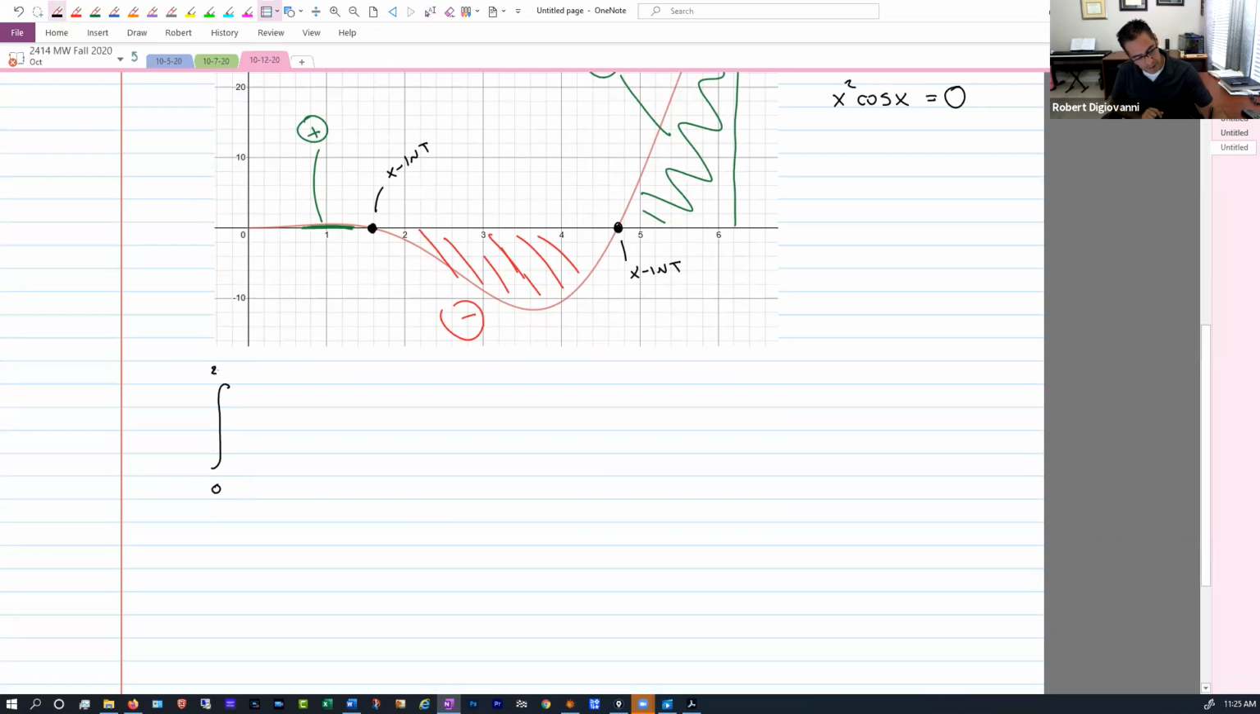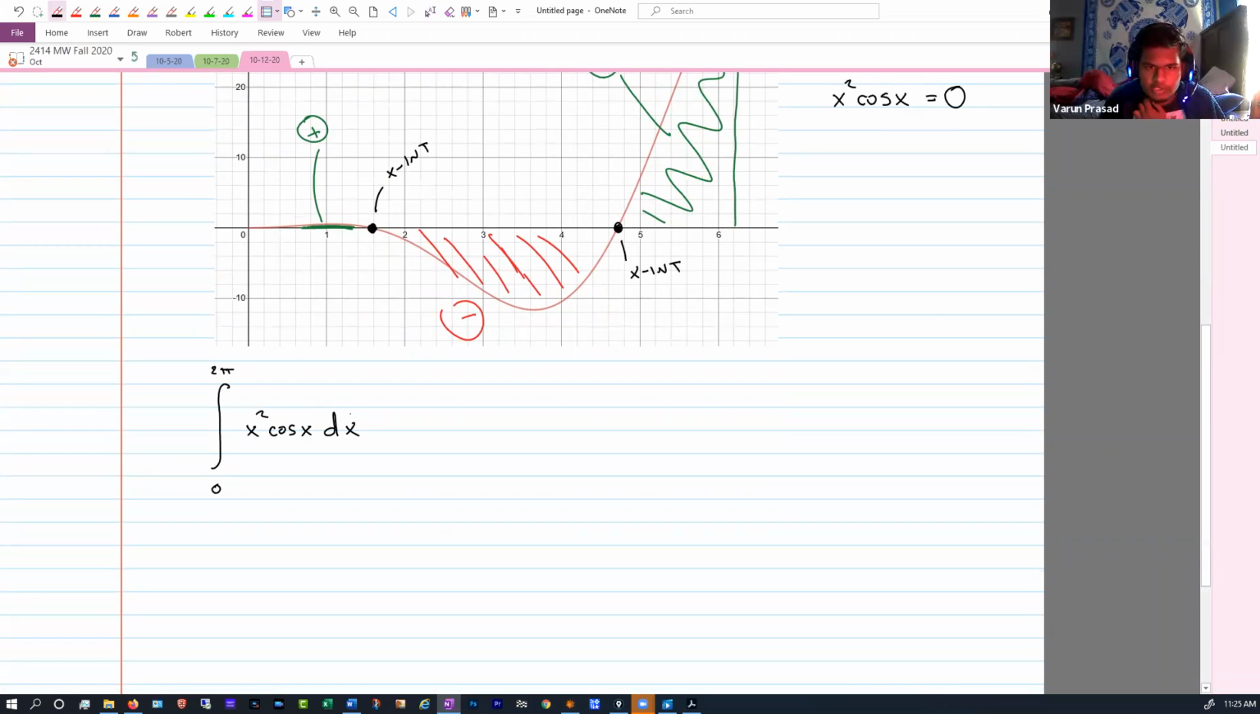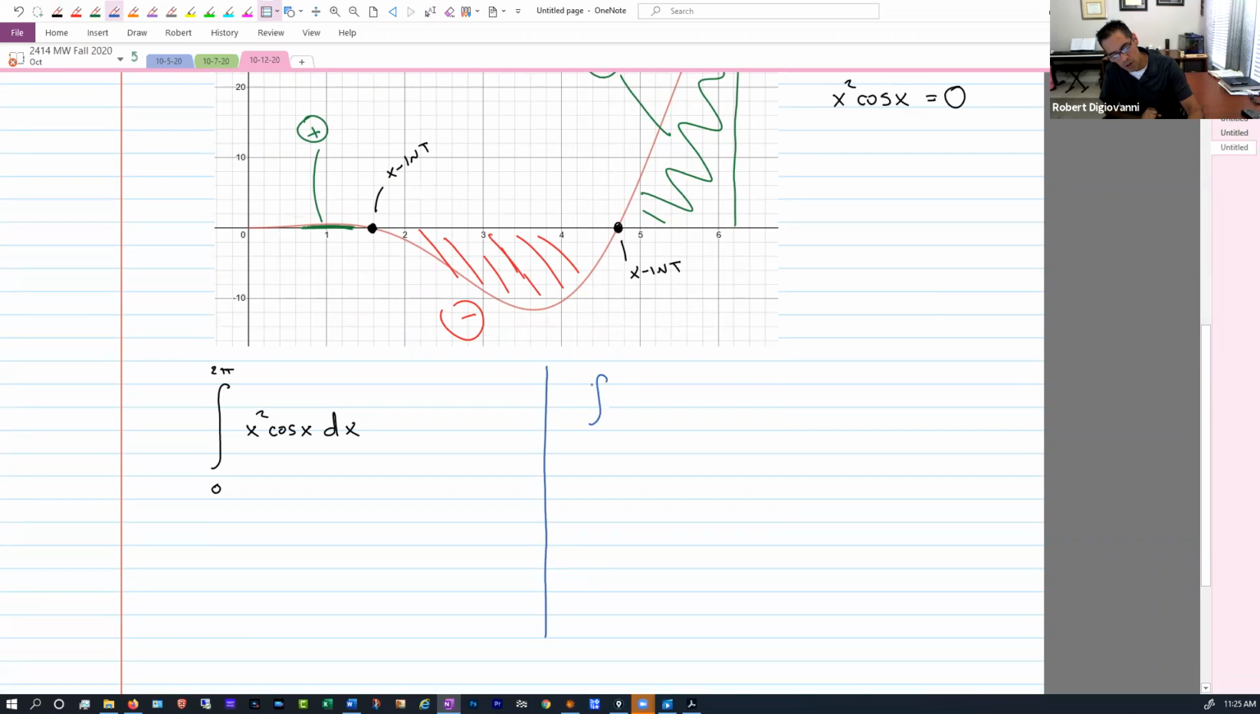So 0 to pi. How are we going to find the antiderivative? We have to find the antiderivative of x squared cosine x. Would it be integration by parts? That's right. So we're not even going to work on that problem. We're going to go back to an indefinite integral to start, because now we realize that the antiderivative is going to take some work. So I'm going to do it as its own problem. So I start here, do integration by parts.